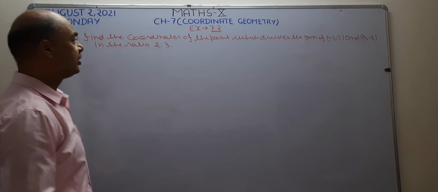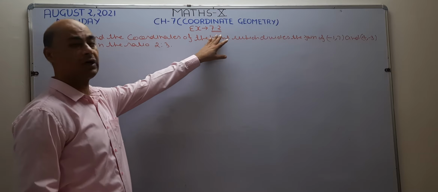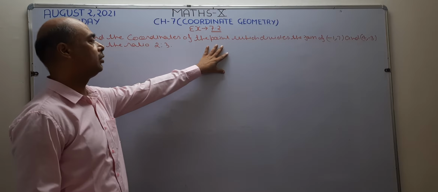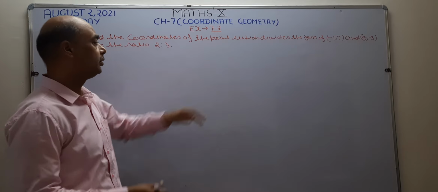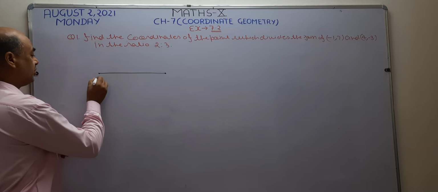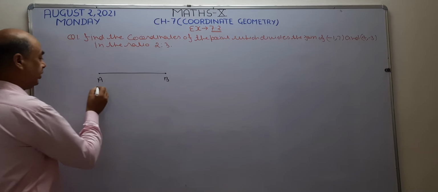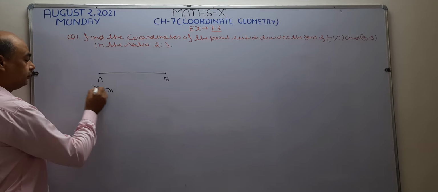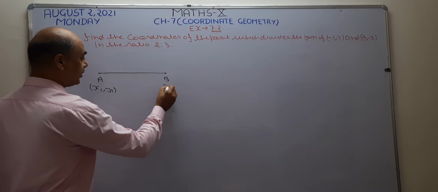Hello students, today we are going to start exercise 7.2. Before starting this exercise, I am going to tell you about the section formula and the midpoint formula. Suppose 2 points are given, A and B. The coordinates of A are x1, y1 and the coordinates of B are x2, y2.